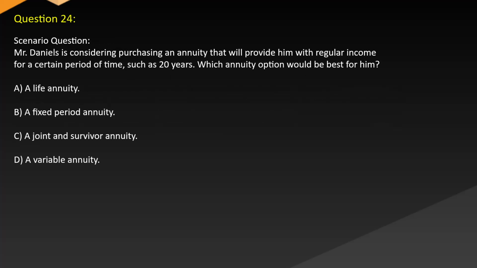Question 24. Scenario question: Mr. Daniels is considering purchasing an annuity that will provide him with regular income for a certain period of time, such as 20 years. Which annuity option would be best for him? A. A life annuity. B. A fixed period annuity. C. A joint and survivor annuity. D. A variable annuity.